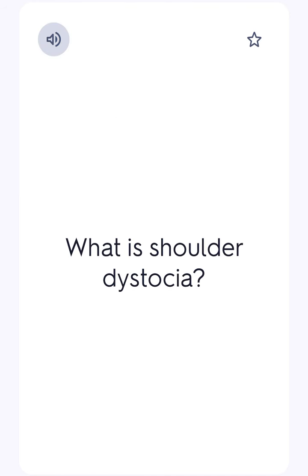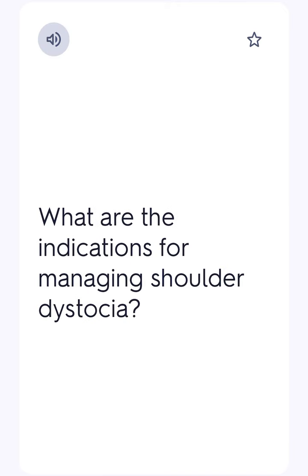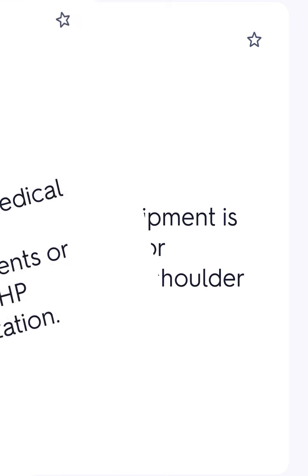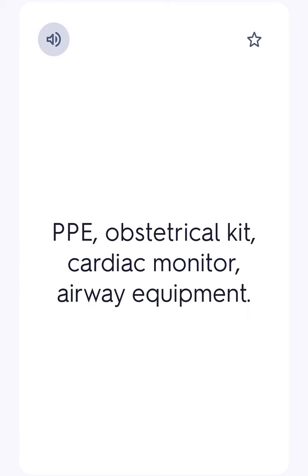What is shoulder dystocia? Complication during childbirth where the baby's shoulder gets stuck. What are the indications for managing shoulder dystocia? Confirm medical directive requirements or obtain BHP authorization. What equipment is required for managing shoulder dystocia? PPE, obstetrical kit, cardiac monitor, airway equipment.